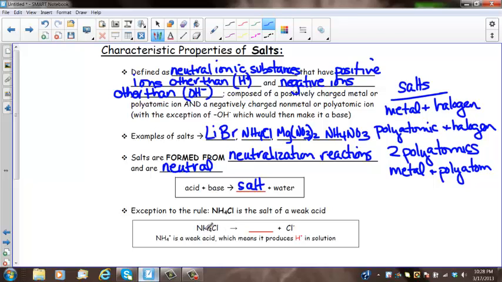Because when NH4Cl is in solution, it doesn't break down into just NH4 plus and Cl minus. The NH4 plus, as soon as it is in water and it's in this form, will then subsequently react with water molecules to form NH3 and H3O plus.